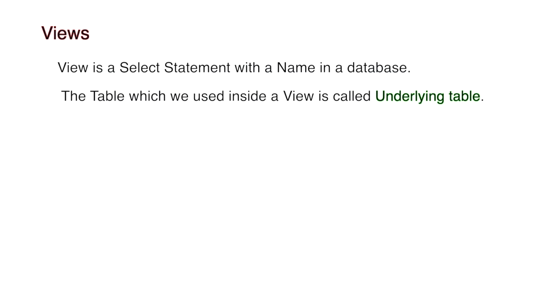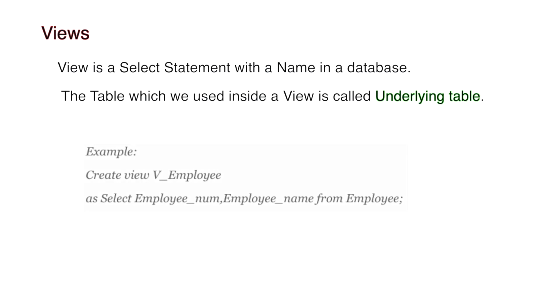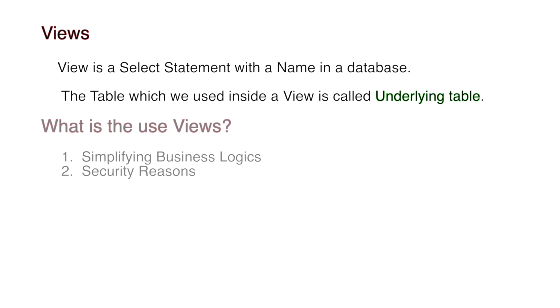A view is a select statement with a name, stored in your database. Once you have created a view, you can access the view by using a select statement. A view actually contains a select statement, maybe a simple query or maybe a complex query like this. Whatever table you have used in the select statement is called an underlying table. I mean, whatever table name you have used inside your view, that is called an underlying table.